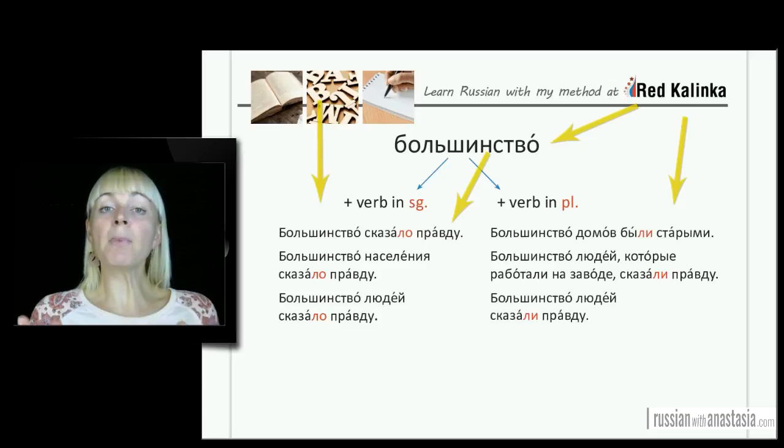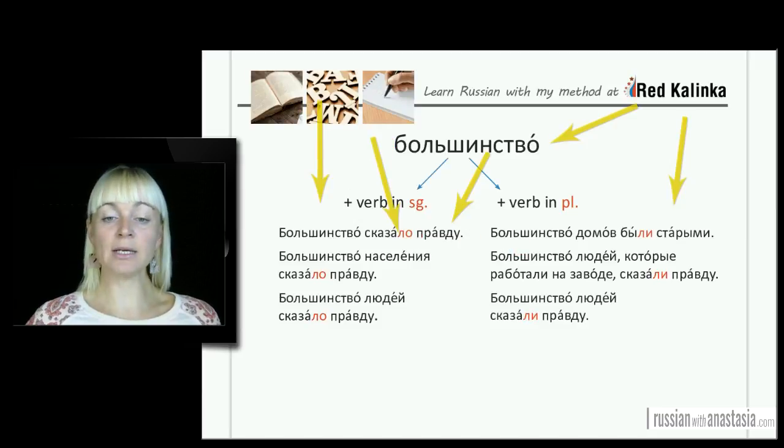So большинство already functions like a noun in the neuter gender and in singular. You see, большинство сказало. It's neuter because большинство finishes with о and it's neuter.